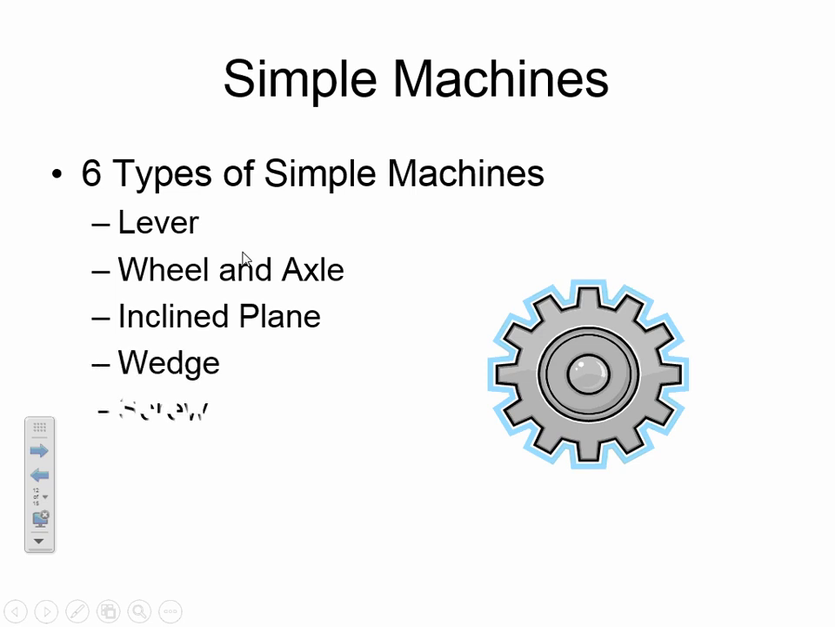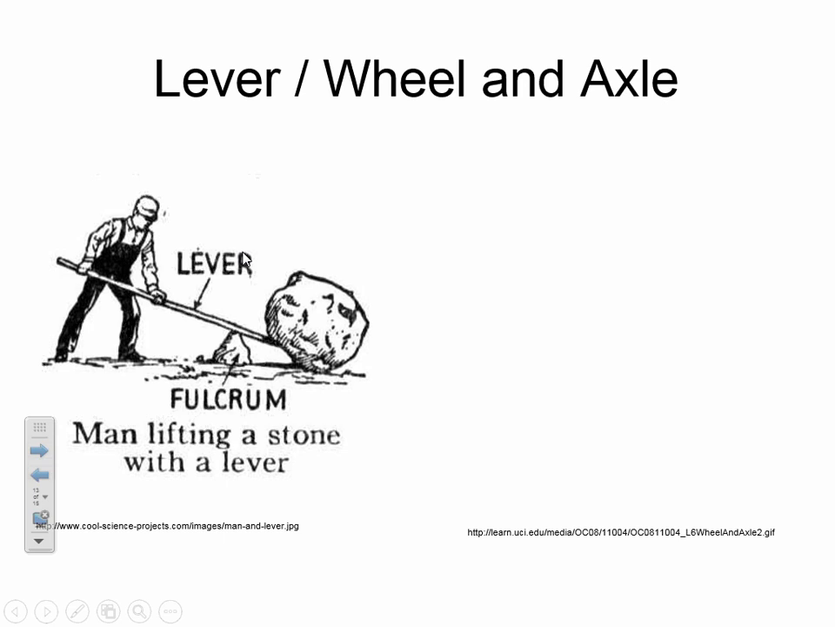It's a lot easier to take the ramp than the stairs, isn't it? Wedge, which is similar to an incline plane. A screw, which is just a spiral. Think of what a screw is used to do on 100 million things. And a pulley. A pulley is one you probably haven't seen too often, but we're going to play around with some pulleys. So those are the 6 simple machines. Lever and a wheel and axle combo.